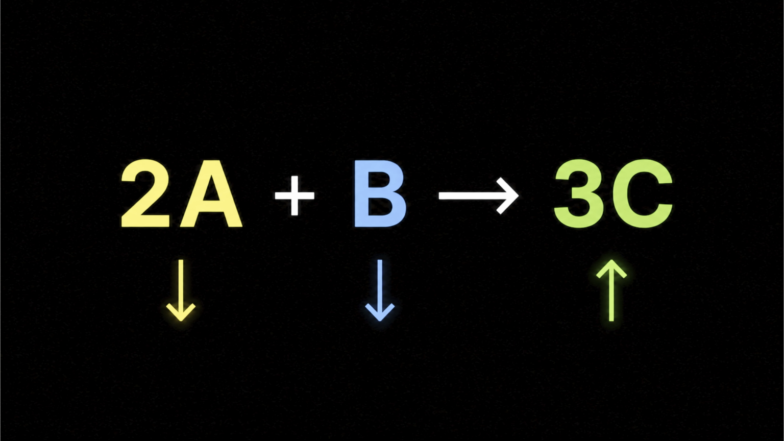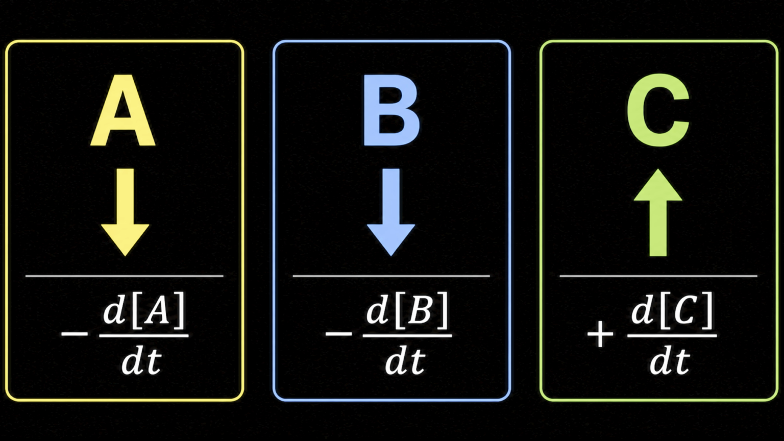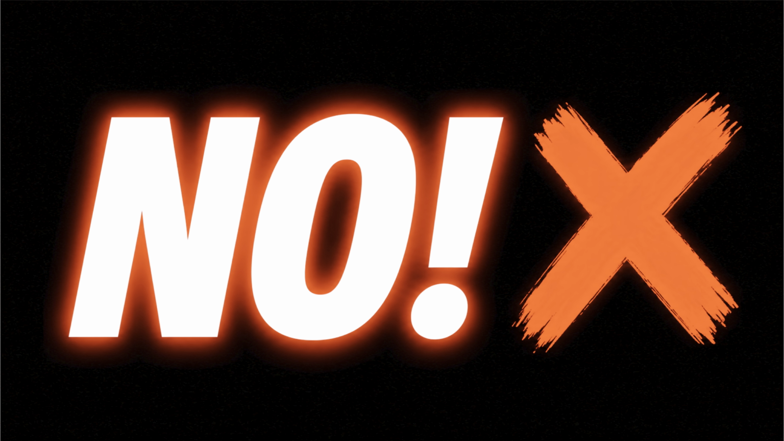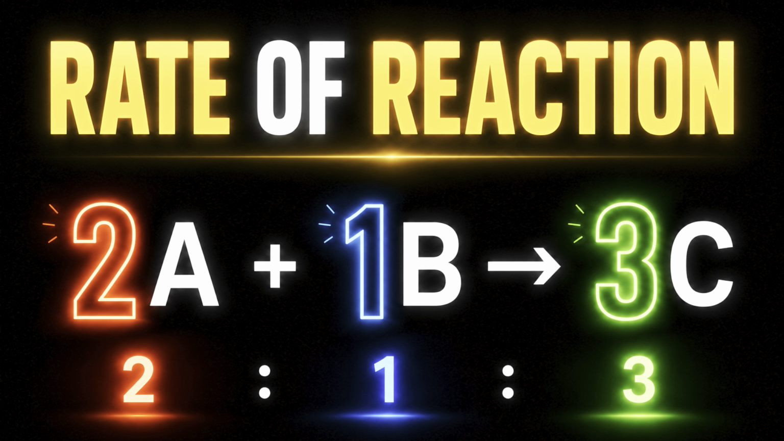Look at this reaction. A disappears at one rate, B at another, and C is formed at yet another rate. So does this reaction actually have three different rates? The answer is no. And that is why it is key to understand the rate of the reaction.